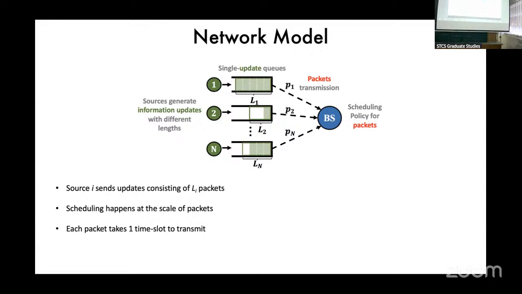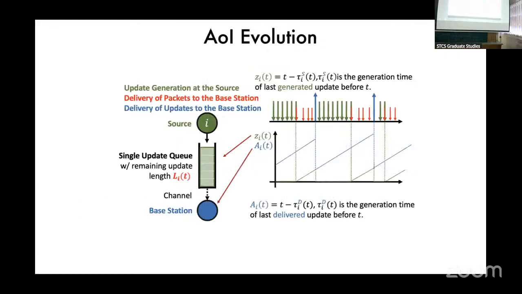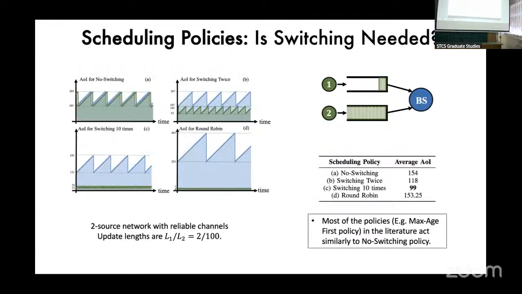One of the things that we are interested in is asking, does interleaving actually help? And we have a very simple example to show that. So I will skip the AoI evolution. What I want to show is there are 2 sources. One source sends updates that are of length 2. One source sends updates that are of length 100.